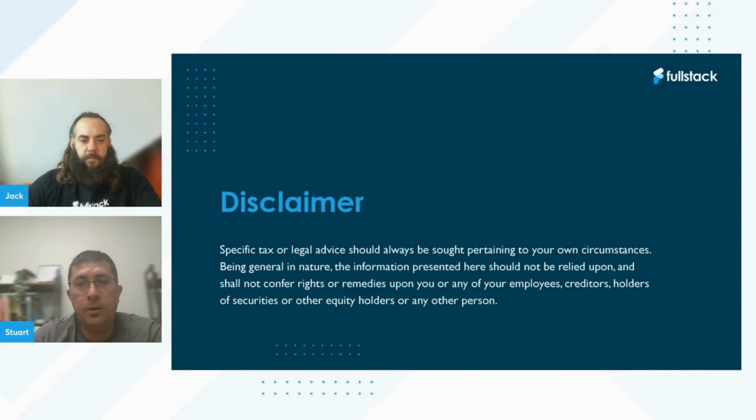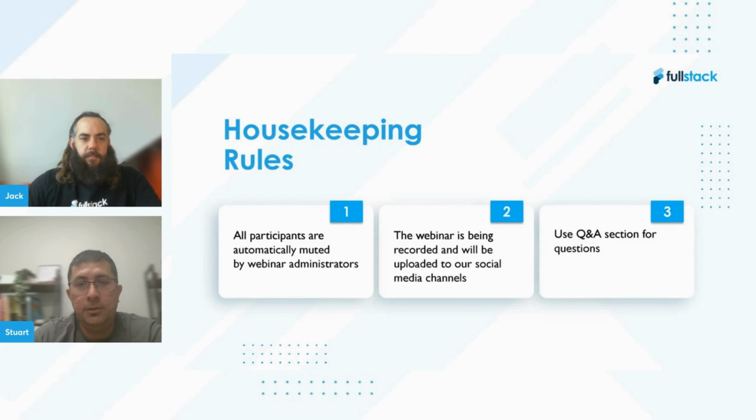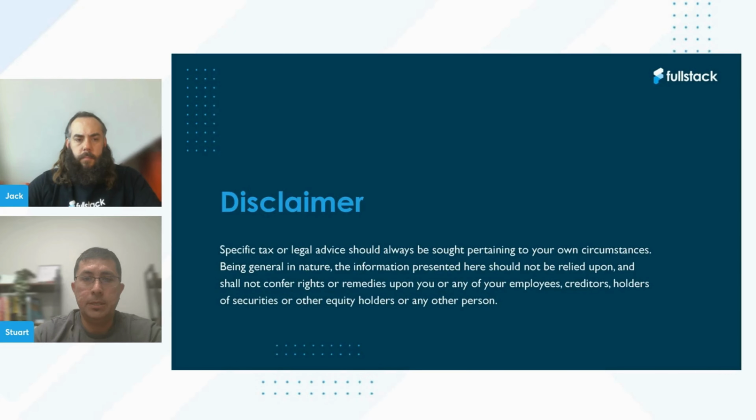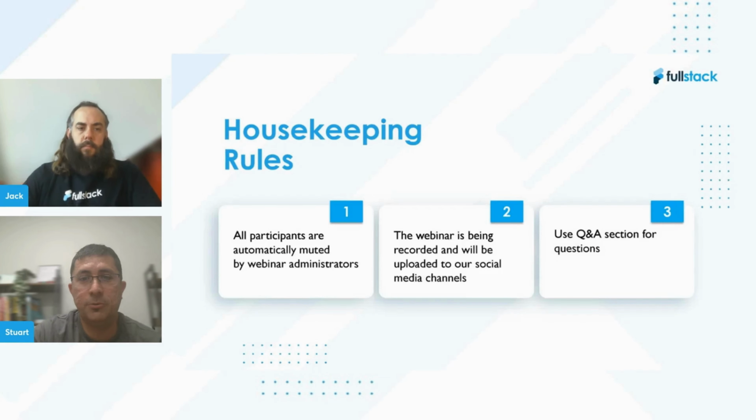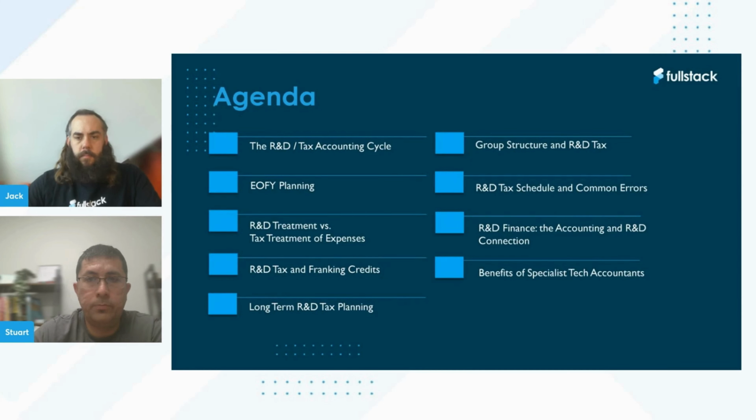So we've got an action-packed agenda for you today, but disclaimer, please be wary that this is general information and you'll need personalised information for your circumstances. All right, so we've got a bit of an action-packed agenda today. We're going to look at the tax cycle and R&D cycle for you. We'll be looking at how it integrates with the end-of-year planning, look at how we treat expenses for R&D versus tax, franking credits, as well as we'll be looking at tax planning and group structures there for you.